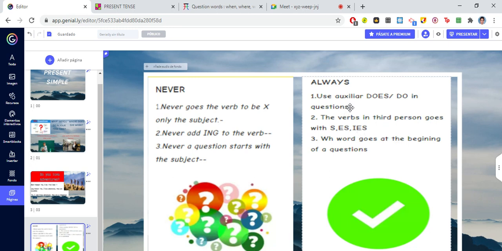It's true. Use the auxiliary does or do in a question. Of course, it's necessary to use the auxiliary does or do in a question in simple present. The verb in third person goes with s, es, or ies.